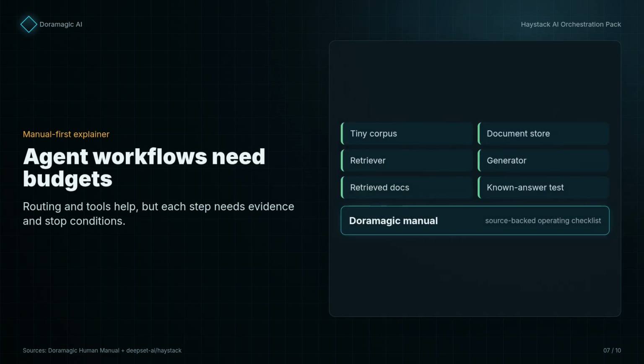The safe first run is small. Create a tiny document collection, index it into one document store, run one retriever plus one generator, and inspect the retrieved documents before judging the final answer. Do not start with a giant corpus and a vague success metric.